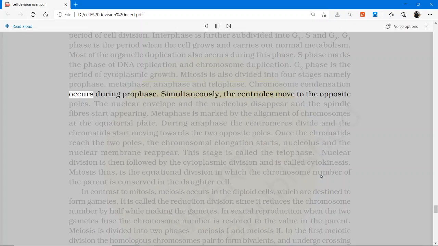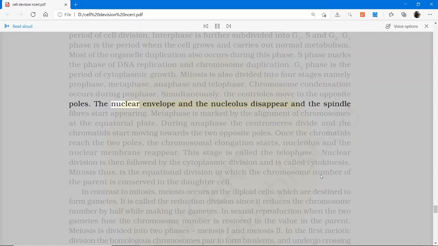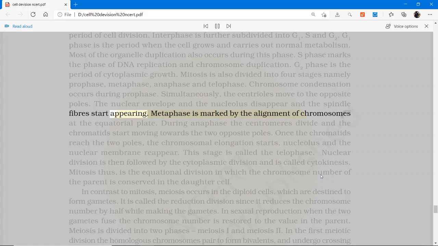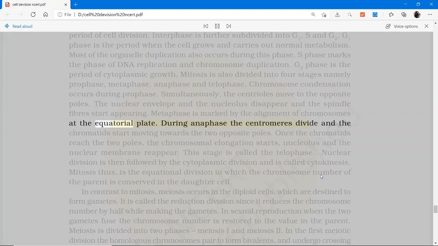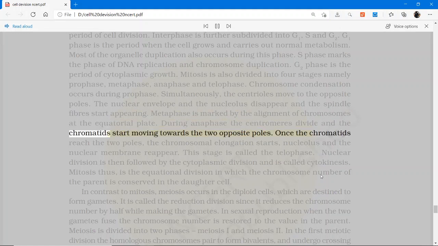Chromosome condensation occurs during prophase. Simultaneously, the centrioles move to the opposite poles. The nuclear envelope and the nucleolus disappear and the spindle fibers start appearing. Metaphase is marked by the alignment of chromosomes at the equatorial plate. During anaphase, the centromeres divide and the chromatids start moving towards the 2 opposite poles.